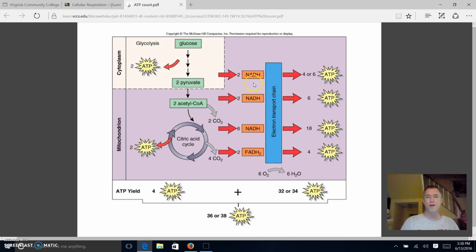So what's going on here? These molecules are carrying the hydrogens to our last step. Everything else donated hydrogens, but now we're going to use the hydrogens that were donated at the electron transport chain, and we're going to come up with these totals. What we want to look at next is what happens to the hydrogens once they get to the electron transport chain. So our next video will be about that.